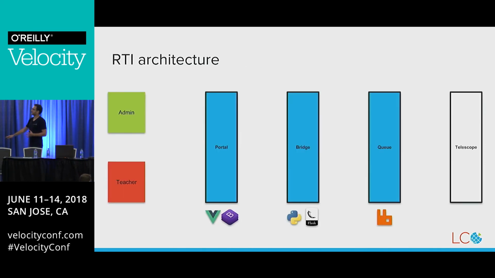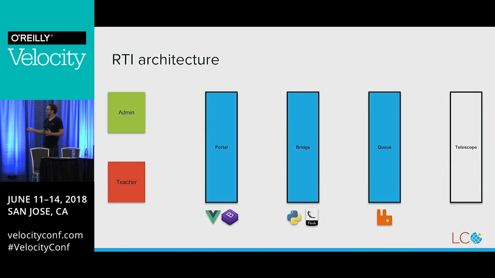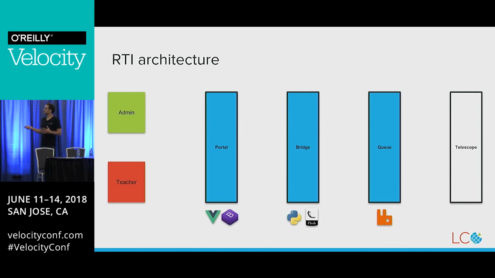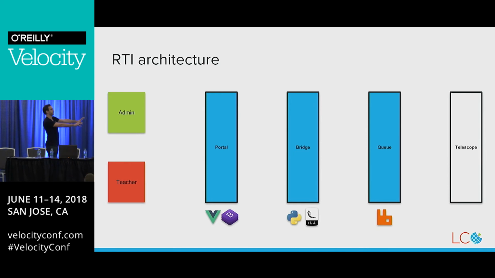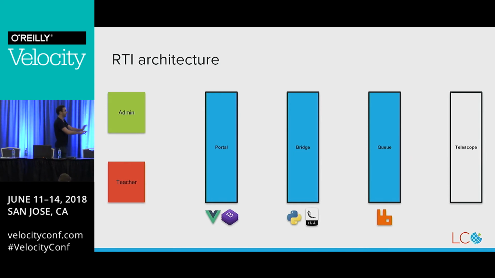Okay, so bringing all of this together, we have two different use cases for the real-time interface itself. There's the admin that I spoke about, and then there is the teacher. We have the portal that we created, the bridge we created, and the queue. So this is our real-time interface. And then this interacts with the telescopes at the observation sites, which is a completely different beast and could be talked about for hours.